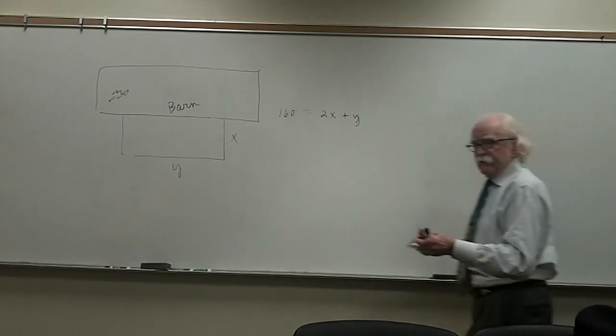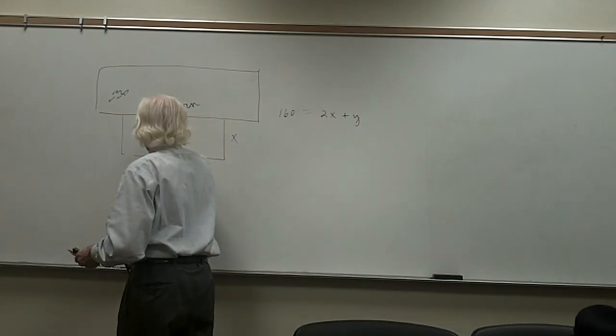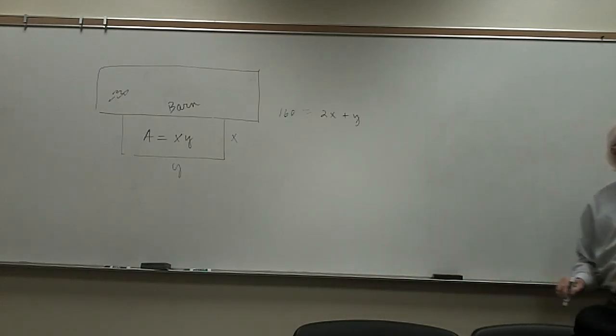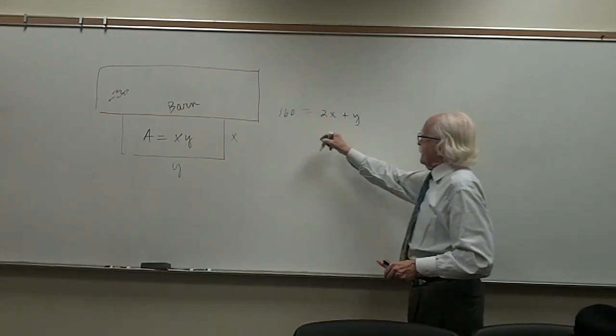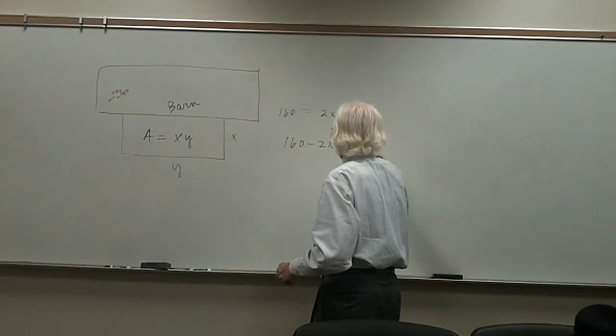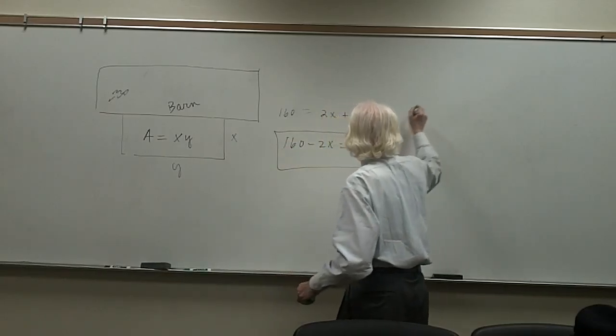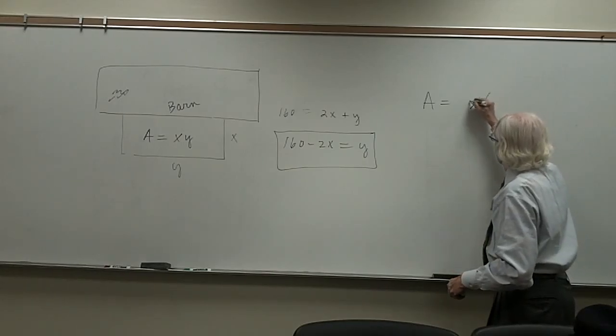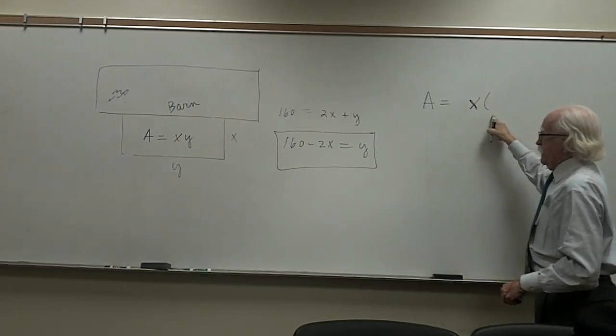Now what about the area of this thing? The area is equal to what? Length times width, right? Boy, that's not too good, is it? So you probably need to do this in terms of what? Only one variable. So we can come back and we can say 160 minus 2x equals y. So the area now becomes what? X times y, and y is what?